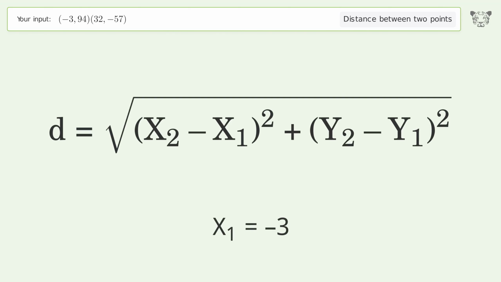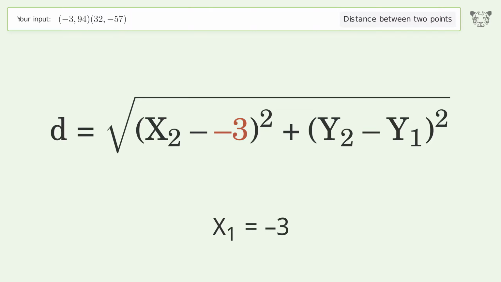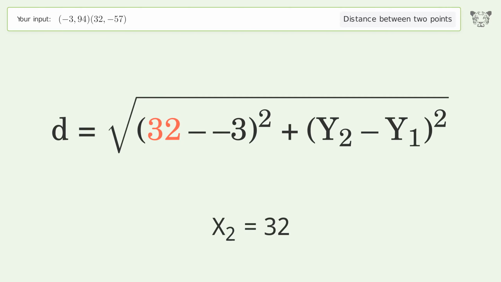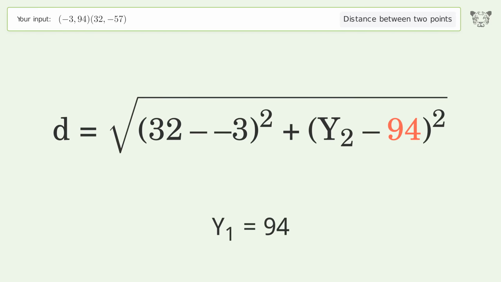x1 equals -3. x2 equals 32. y1 equals 94. y2 equals -57.